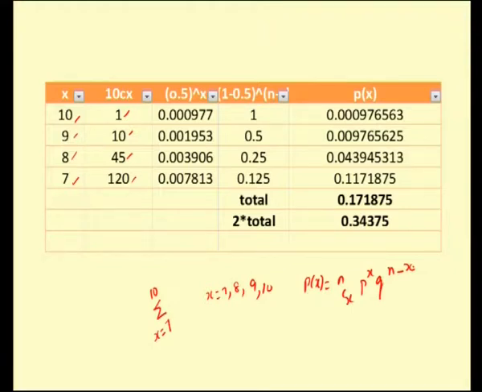So here I have found out next my p power x. So p power x is 0.5 to the power of x, where x takes all these values, is this column. Next column is nothing but q to the power of n minus x. So here n is equal to 10, give values for x. So you will have 1 minus 0.5 is 0.5, raised to the power of 10 minus x.